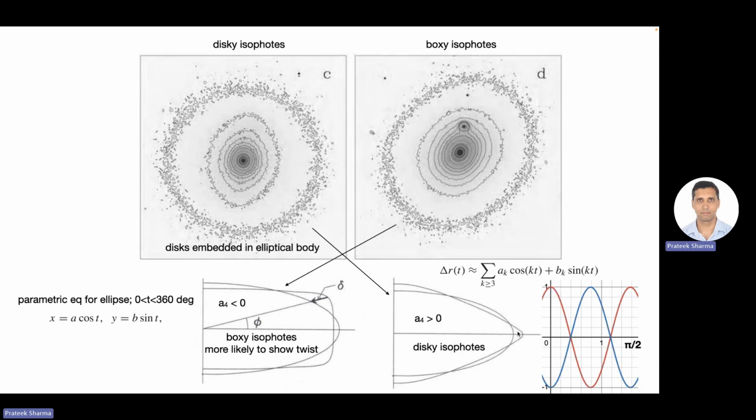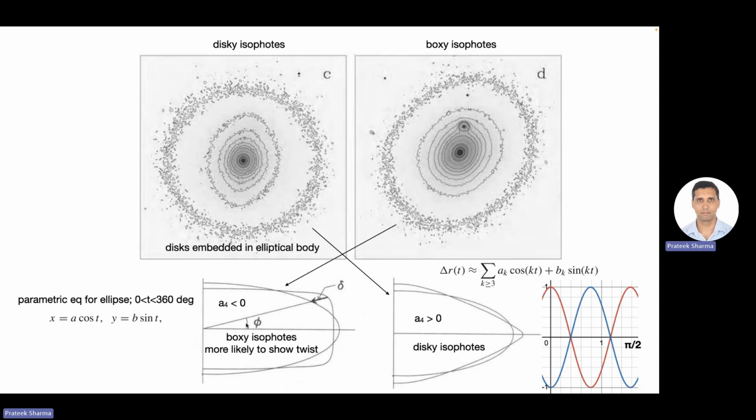So which one would it correspond to, this one or this one? Here the delta value is negative at phi equal to 0. So if the blue one corresponds to a boxy isophote, the red one corresponds to a disky isophote. A4, the coefficient of the fourth cosine, cos k t with k equal to 4, tells us whether it's boxy or disky. This is one quantitative way of doing it: A4 less than 0, or A4 greater than 0. If the A4 value is very negative, it's a very boxy isophote.